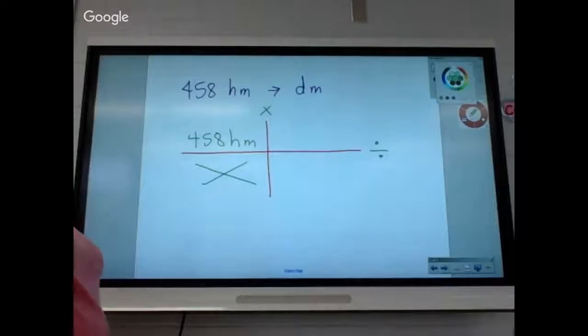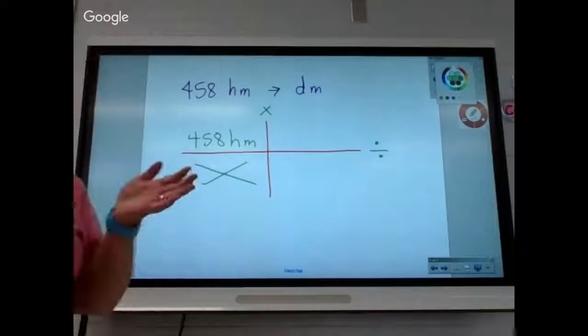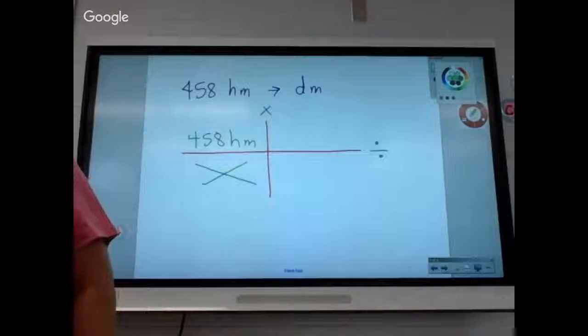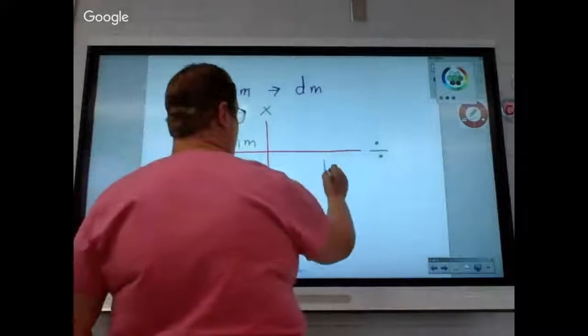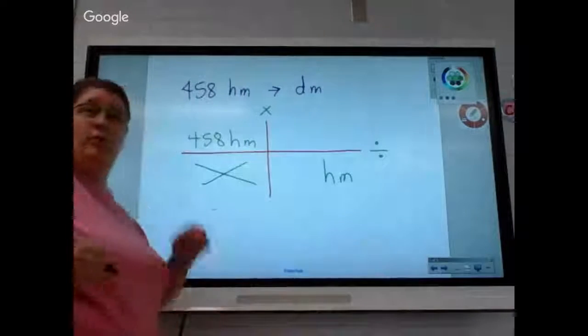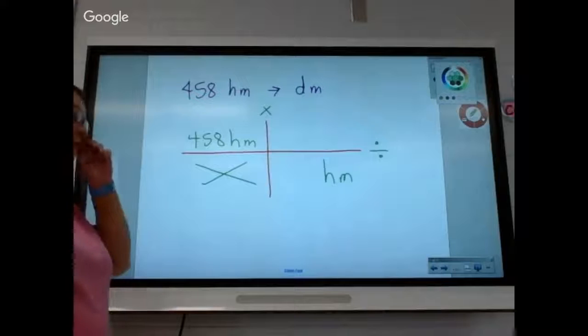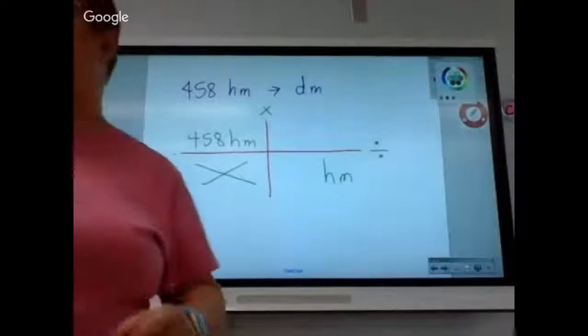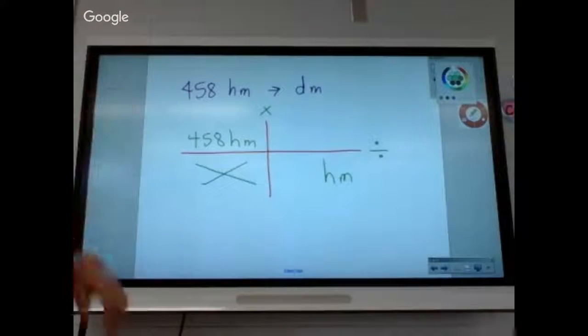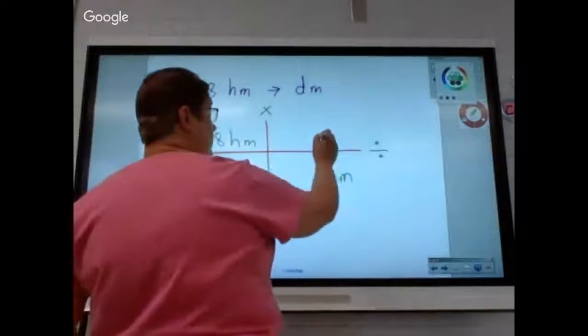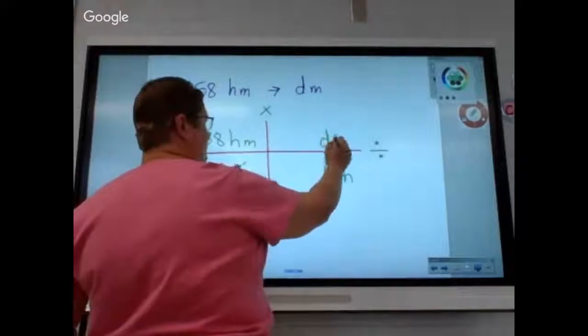So, step 3. What unit do I not want anymore? What am I trying to get rid of? So hectometers has to go on the bottom. The reason it goes on the bottom is so that it does what? I heard it. I thought it did. Cancels out. Number 4, the unit we do want goes where? On top. So what unit do I want? So we put it on the top.